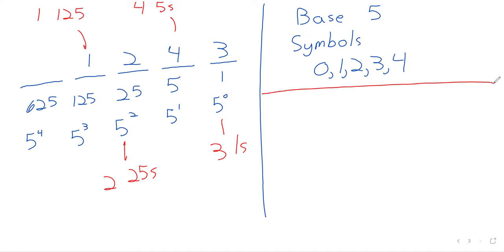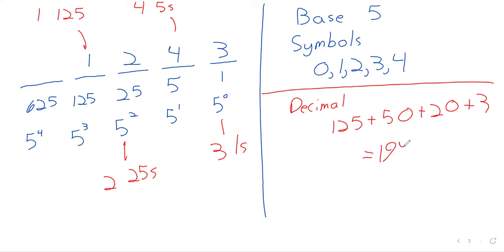So if we wanted to write this in the normal way, that is, if we wanted to write it in decimal, well, we've got 125 and 2 25s is 50. And 4 5s is 20, and 3 1s is 3. So that's what? 125 plus 70 is 195 plus 3. If my mental arithmetic is on point, that's 198, written in the standard way, written in decimal.